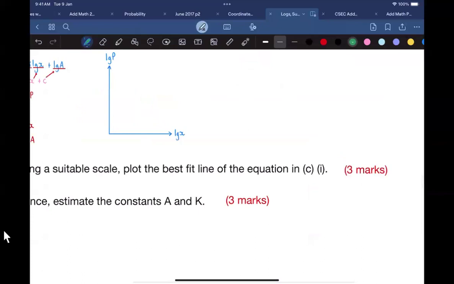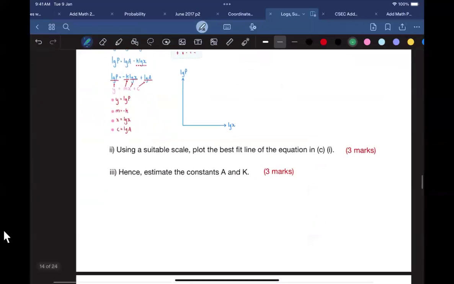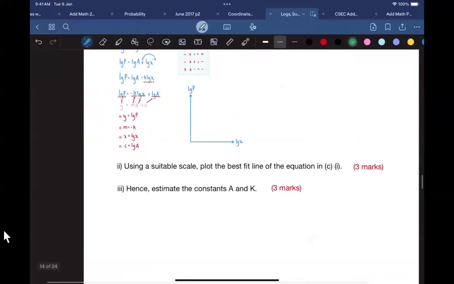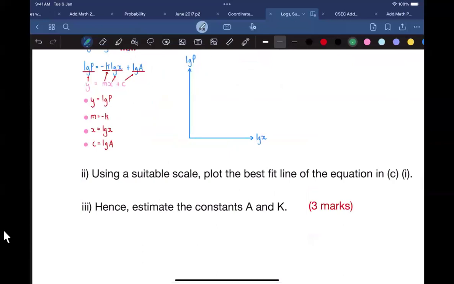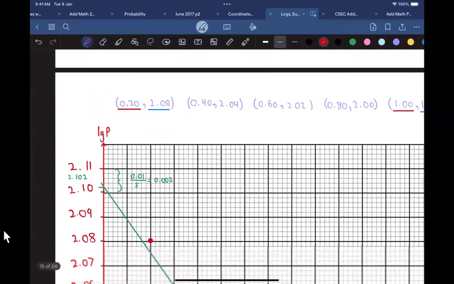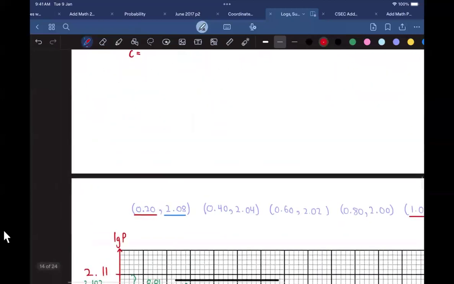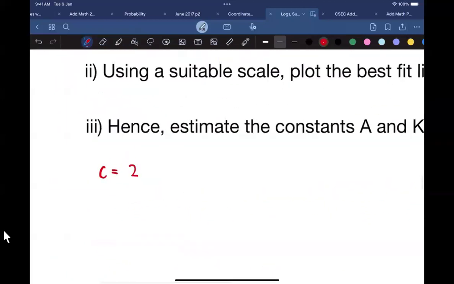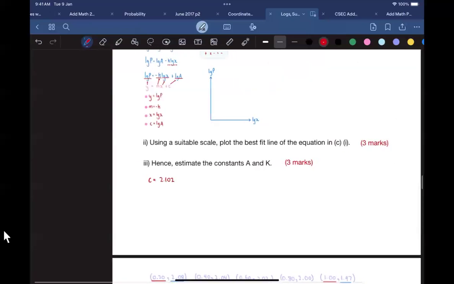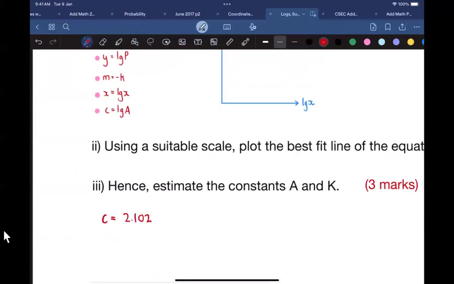So they want me to figure out, well, I draw my graph. They want me to find the values for A and K. This is where it gets a bit tricky. So, Aliyah, what was the y-intercept equal to? 2.102. Right? And from our equation, what was the y-intercept equal to? Remember, from our equation, what was it equal to?